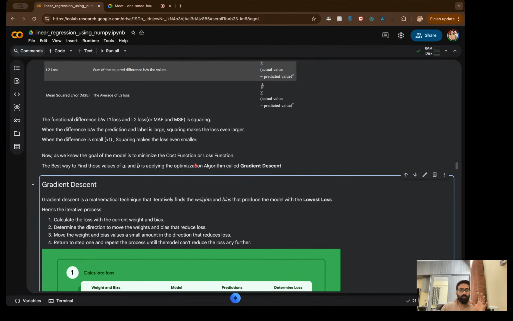Now we understand how to know that the model is fitting the data well or not. How are we determining it? Through the loss function we are determining it. And what is the loss function? Let's say L2 loss we are considering. So it is the average of square differences between the actual values and the predicted values.